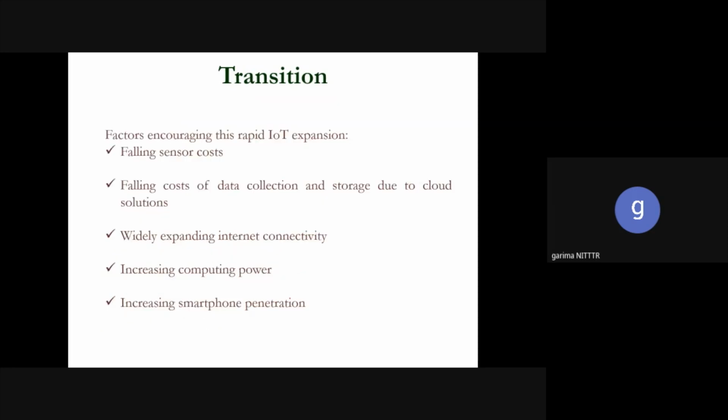Then obviously these predictions will get implemented, and you will get a transition from one phase of IoT to another phase. Another factor encouraging this rapid IoT expansion is falling sensor cost. Because if different applications are in demand, the sensors are in demand, and if sensors are in demand, their cost will fall. Then there is the falling cost of data collection and storage due to cloud solutions, and widely expanding internet connectivity. Nowadays in rural areas also we have more internet connections. The connectivity provided to the user by the service provider is very high, the computing power of devices is increasing, and finally there is smartphone penetration. Each and every person nowadays has a smartphone, irrespective of the cost.